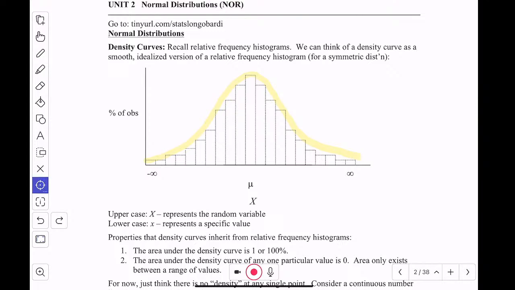So we think of a density curve as an idealized, smooth version of a relative frequency histogram. We're going to focus now for the next bit, even though we've talked about asymmetric or skewed distributions, we focus most of the course on discussing symmetric distributions, okay? So from now on, we're going to talk about this symmetric distribution in detail.